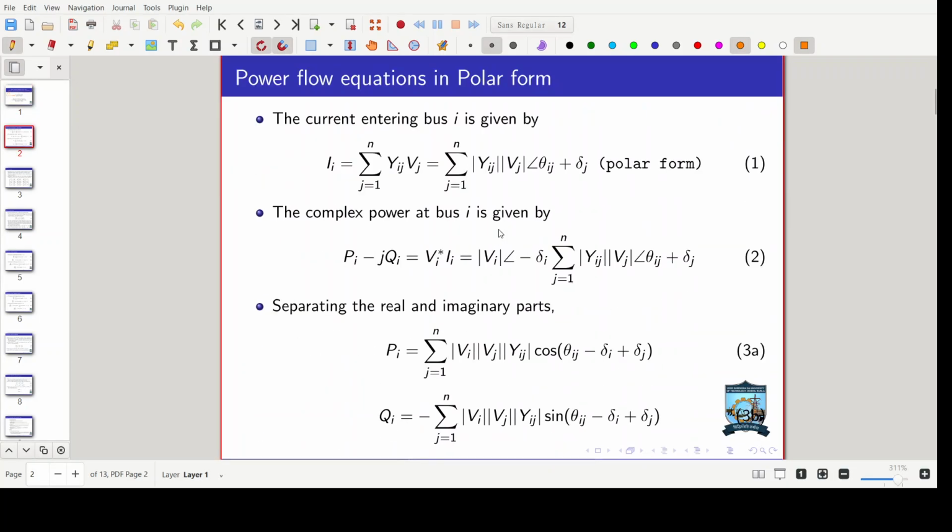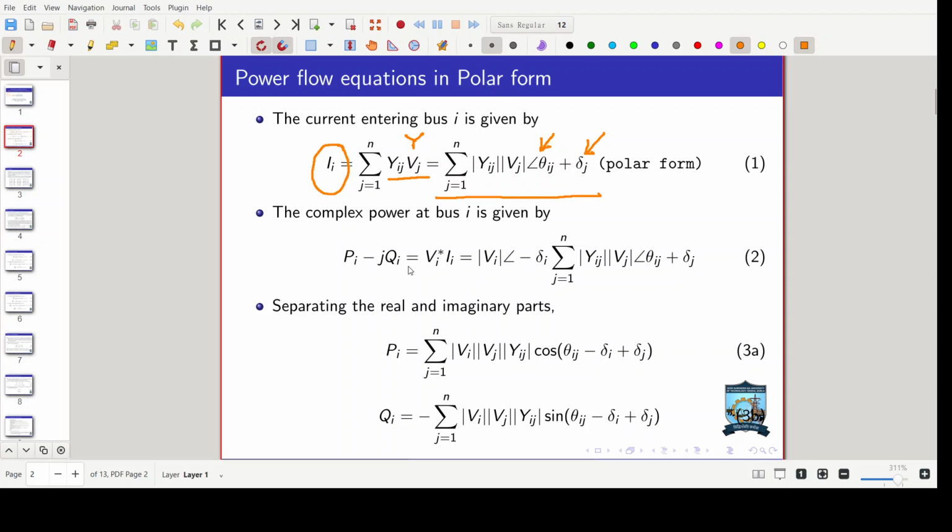Power flow equations in the polar form. So we have discussed power flow equations, and we'll revise how the power flow equations appear in the polar form. The current entering any bus i is given by the voltage into the elements of the admittance matrix. Capital Y is the admittance matrix, which is given in this form, where theta, as you know, is the impedance angle and delta is the load angle.